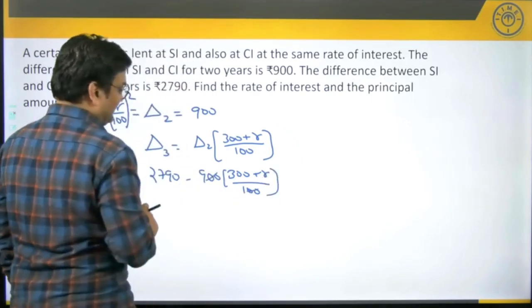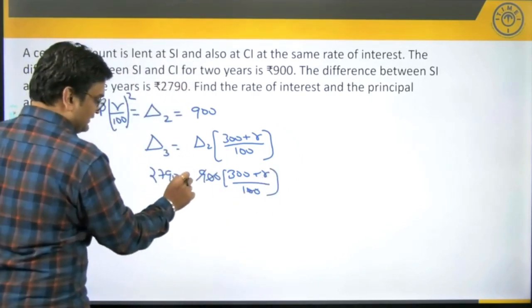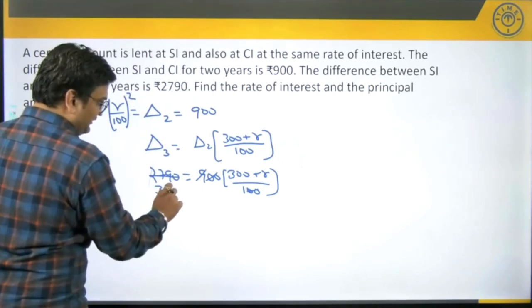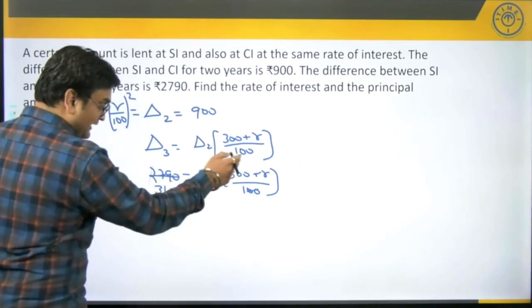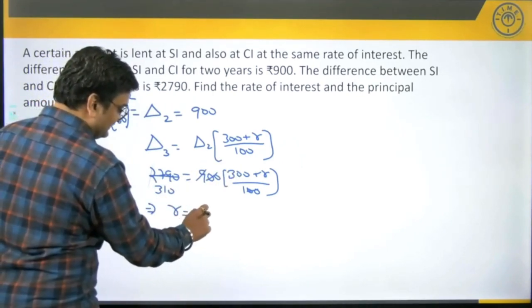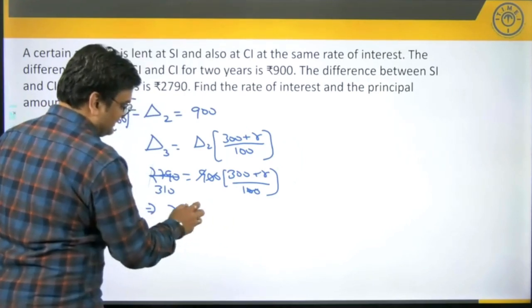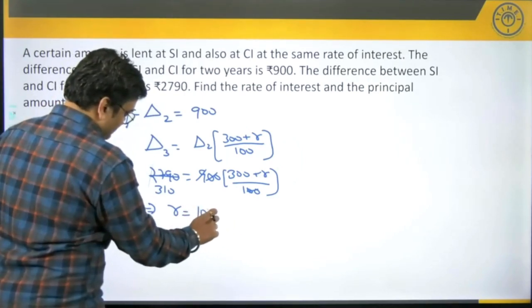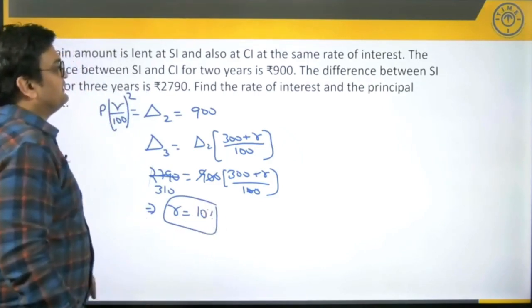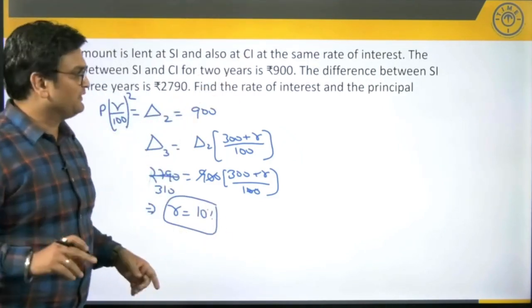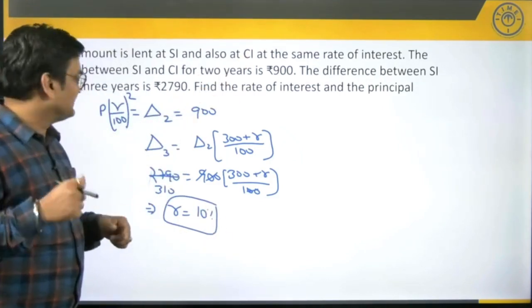This 100 will cancel out 900, 9 will cancel out 2790 as 310 times. So hence the value of R directly now, 310 minus 300 is going to be 10%. He's asking us rate of interest, so that's 10%. He's also asking us principal. How do we get the principal?